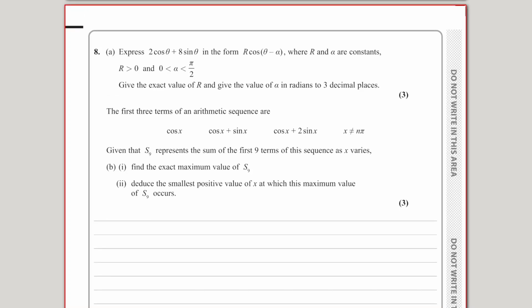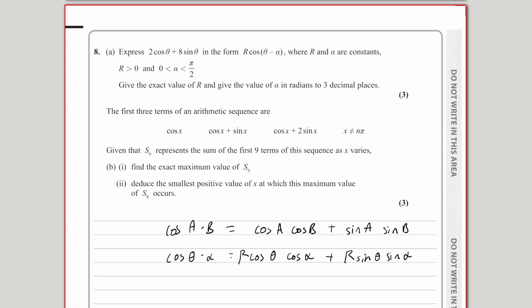So cos(a minus b), this is in the formula book, is equal to cos a cos b plus sin a sin b. We're going to change a into theta, b into alpha. Cos(theta minus alpha) is cos theta cos alpha plus sin theta sin alpha, and I'm going to multiply each term by r. So now I've got r cos(theta minus alpha), which is the form we're going to put it in, equal to r cos theta cos alpha plus r sin theta sin alpha.